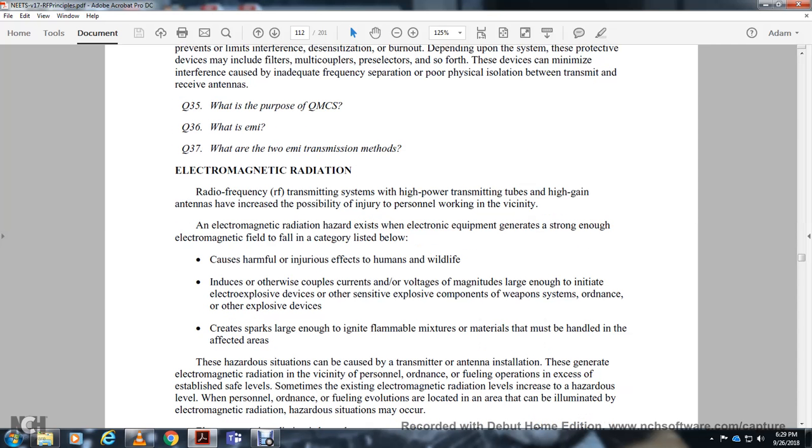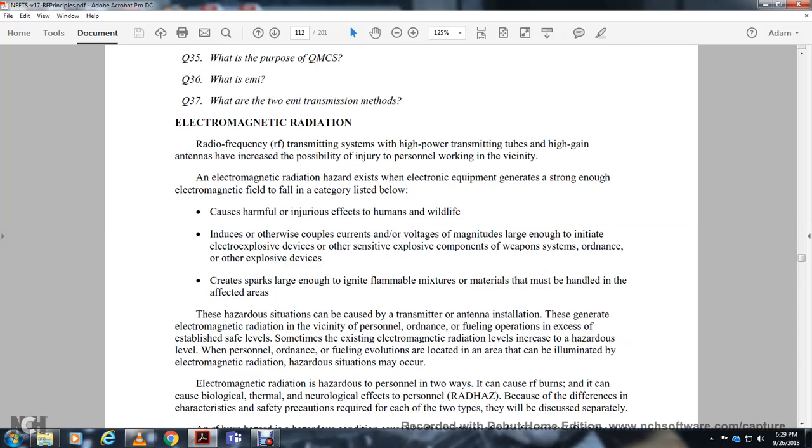It causes harmful injuries that affect humans and wildlife, and currents and voltage magnitudes large enough to initiate electro-explosive devices and other sensitive electro-explosive components of the weapon system ordnance. Other explosive devices create sparks large enough to ignite flammable mixtures of materials that must be handled in the affected areas.